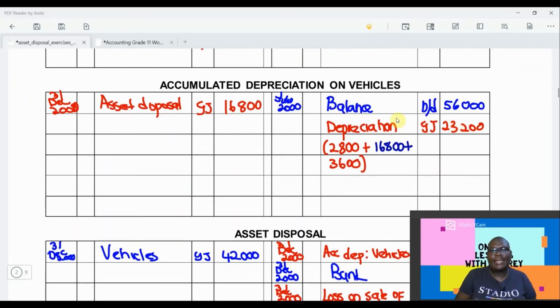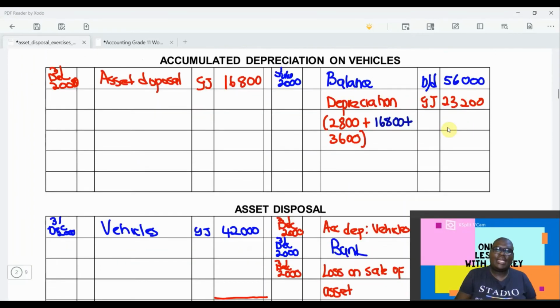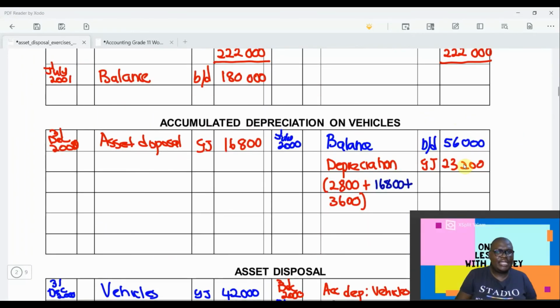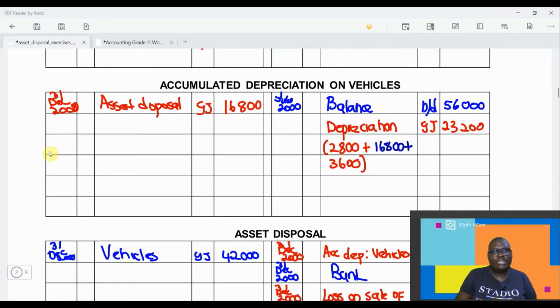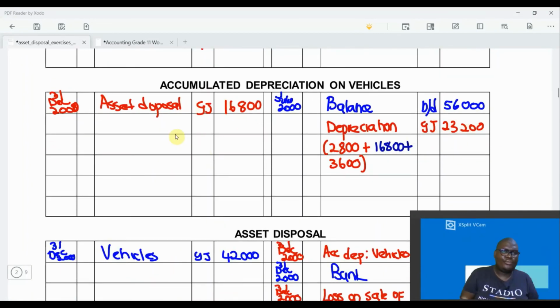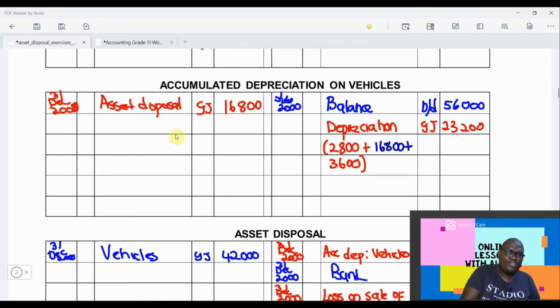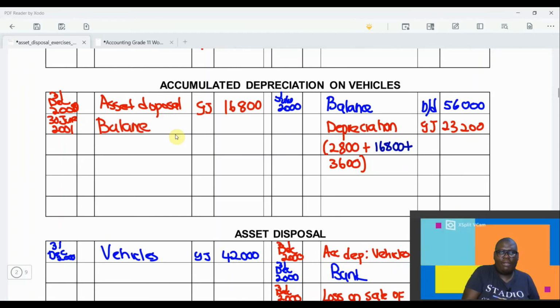So now we're going to add this part to show you that the balance will be on the credit side. This side you can see that already it's more, so this means the shortage will be here. So on 30 June 2001, balance carried down, and then the totals here.